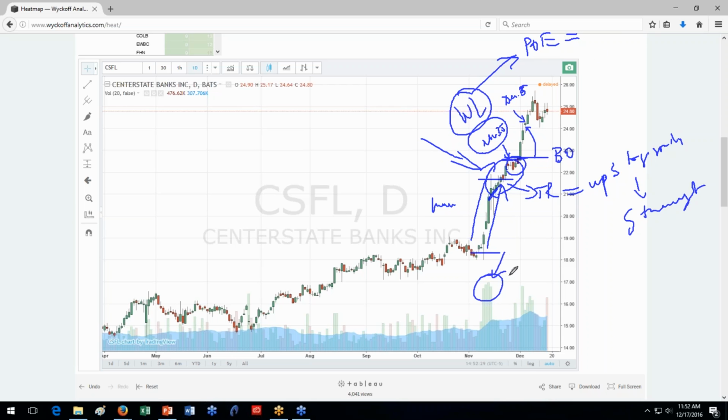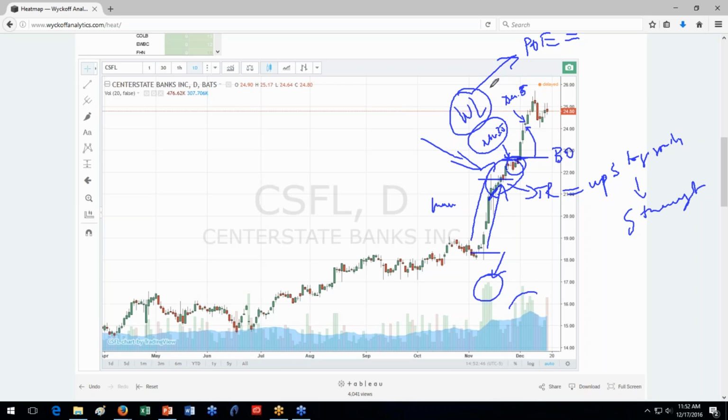Because of this institutional participation, I could expect the same type of swing. The character of this swing is going to be slightly different. It's probably going to be less, especially if we're going to have less of the demand on the second rally.